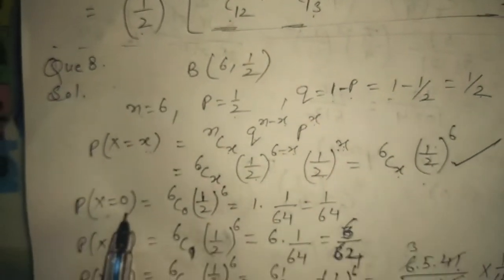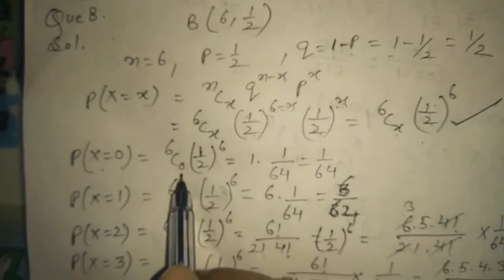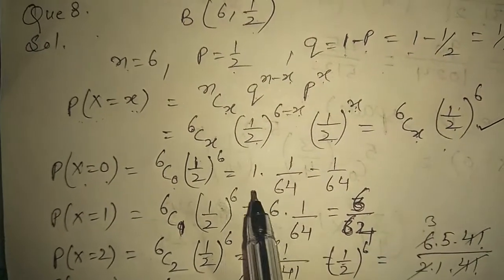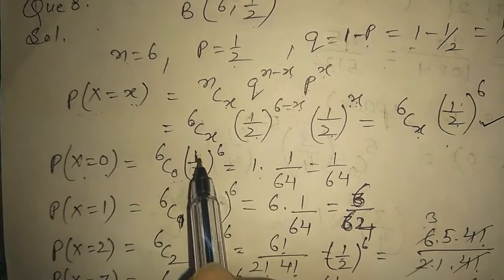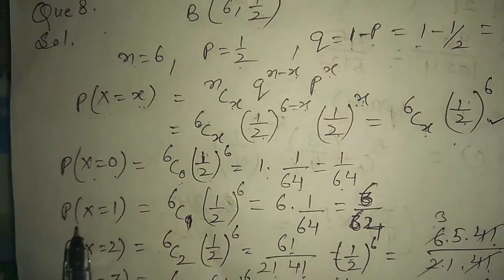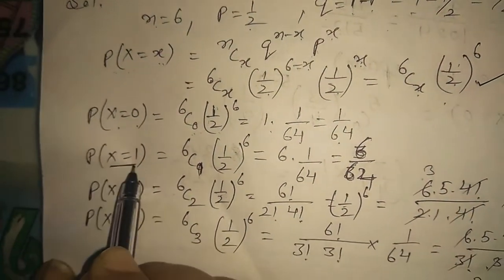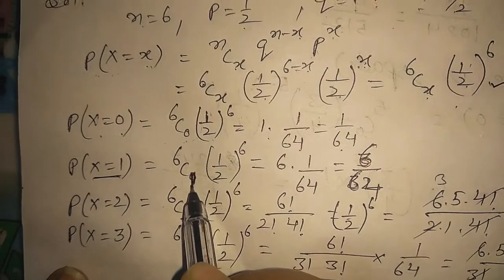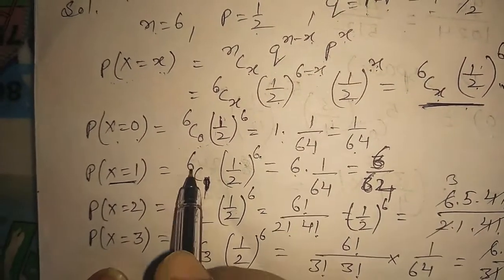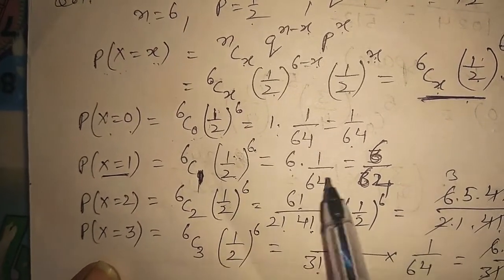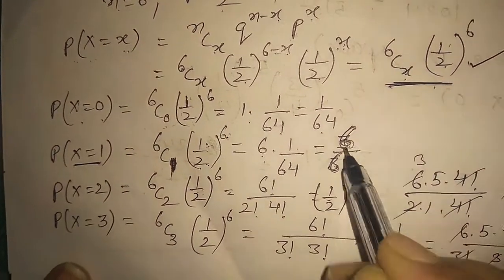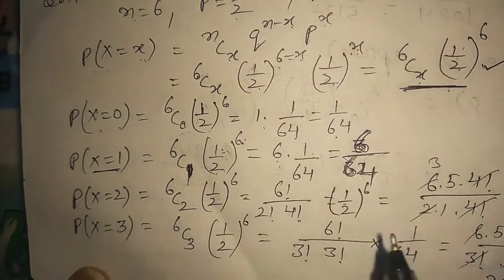If x is equal to 0, then 6C0 (1 by 2) raised to power 6. At the place of x, we put 0. 6C0 is 1 and (1 by 2) power 6 is 1 by 64. So the answer is 1 by 64. If x is equal to 1, then 6C1 (1 by 2) raised to power 6. We put it in this formula. 6C1 is 6, and it is 1 by 64, because 1 power 6 is 1 and 2 power 6 is 64. It is 6 upon 64. Don't cut it, leave it as it is.